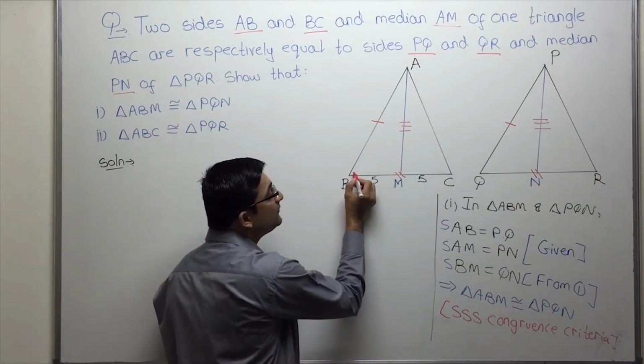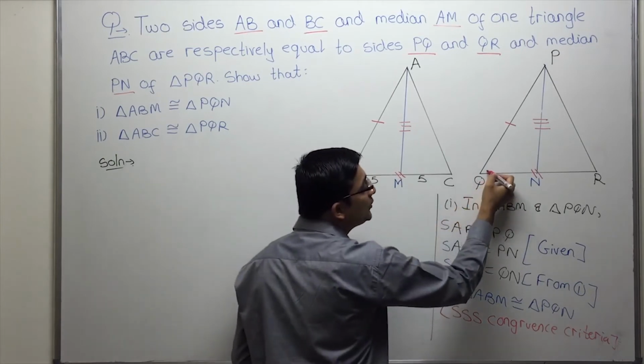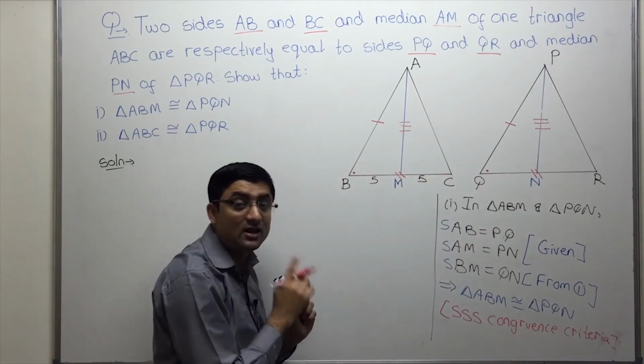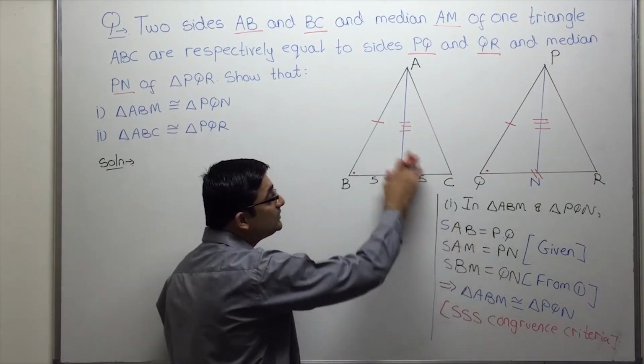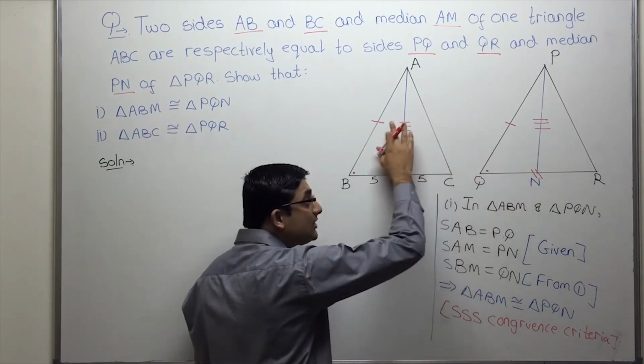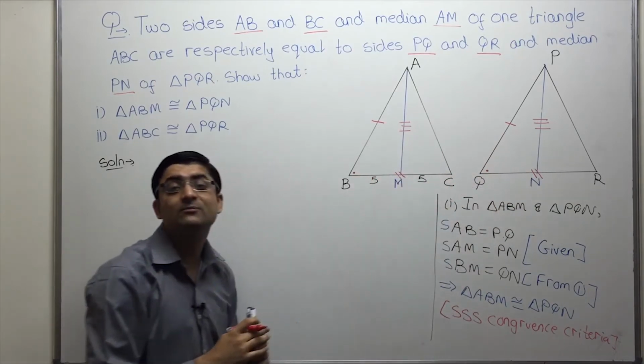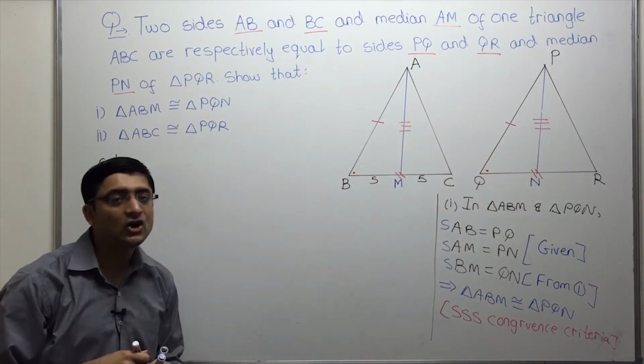What is the included angle over here? This. What is the included angle over here? This. Are these two angles equal? Yes. How can we get it? We just showed that these two triangles are congruent. So because these two triangles are congruent, let's see if these two angles are equal or not by CPCT. I repeat, how do we have to think?